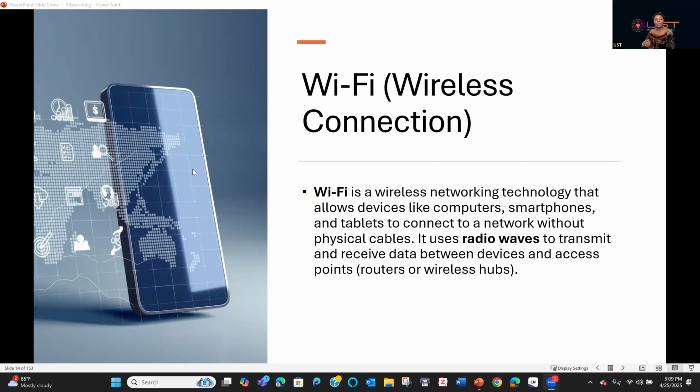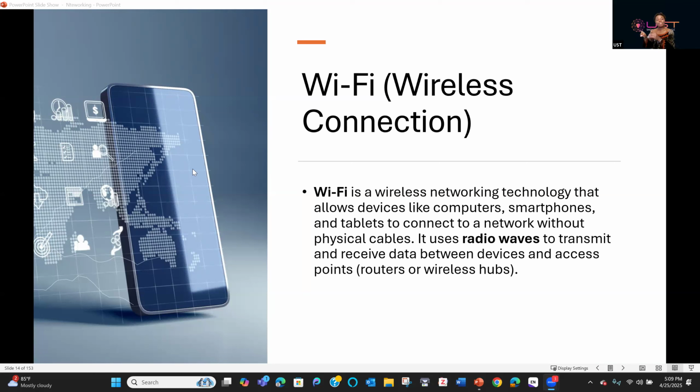technology that allows devices like computers, smartphones, and tablets to connect to a network without physical cables. Unlike the internet where you have to physically connect your cable, Wi-Fi happens wirelessly. You don't need that physical connection. It uses radio waves to transmit and receive data between devices and access points.